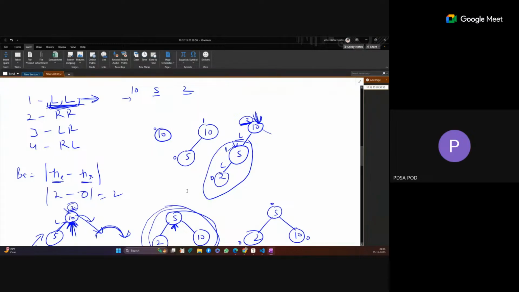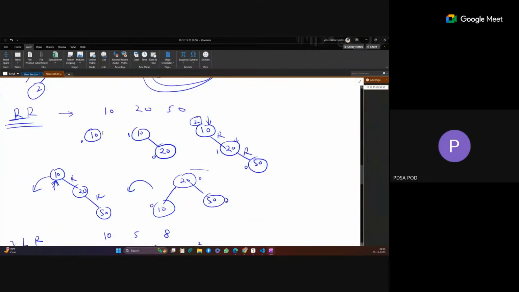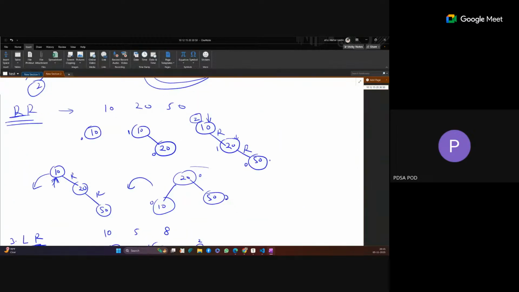I hope you got the idea of this situation. From the node where the balance factor is more than 1, we see which side height is greater. If it is greater on the left, then this is the LL situation. If it is on the right, that is the RR situation. For this tree you can see which side height is greater: right side and then right side.